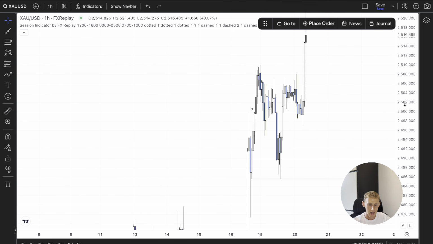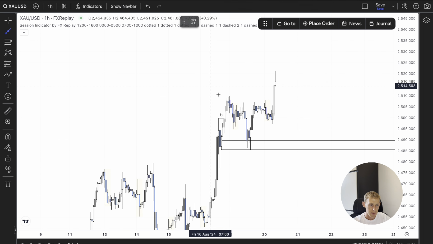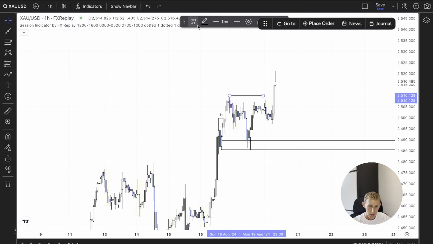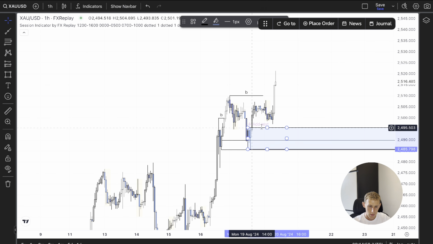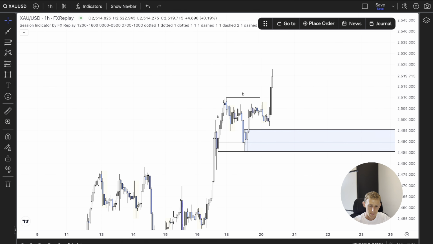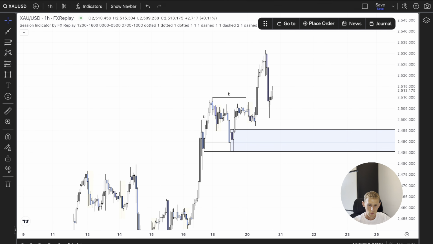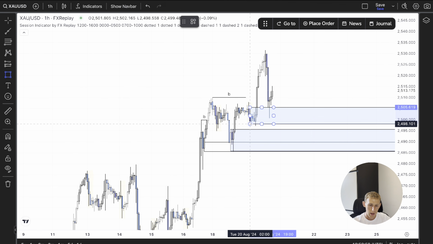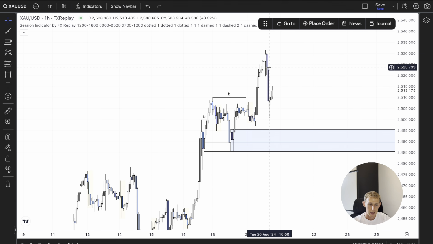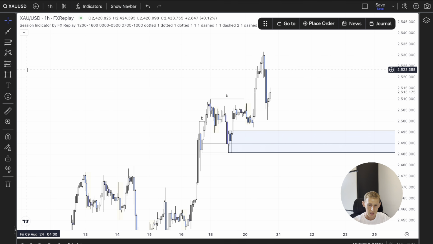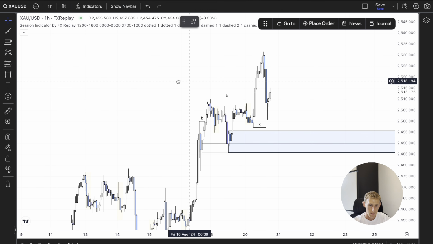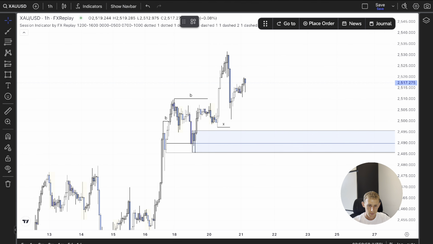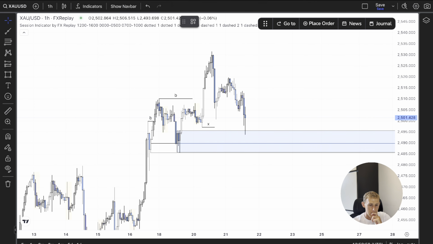Cool, so price is now continuing over to the upside. It's broken structure again. Next point of interest would be, you can see we've got this demand zone with some liquidity resting above it. I wouldn't buy from this demand just because there's no liquidity being taken. I would see this as the liquidity. So you want to ideally wait for this to get taken out before looking to buy. Let's see if it takes it out.